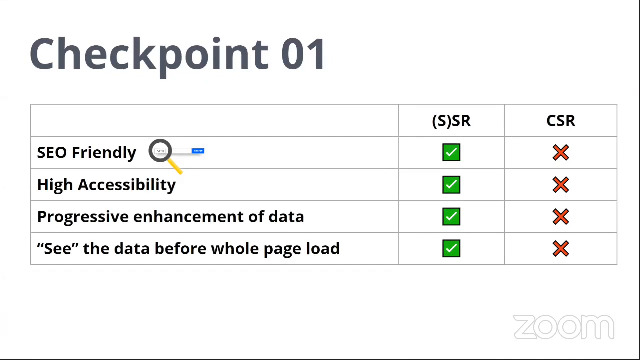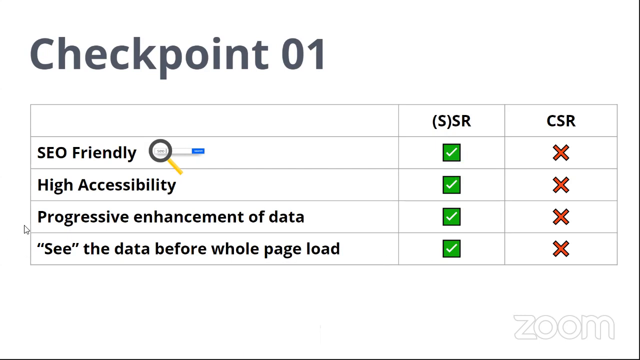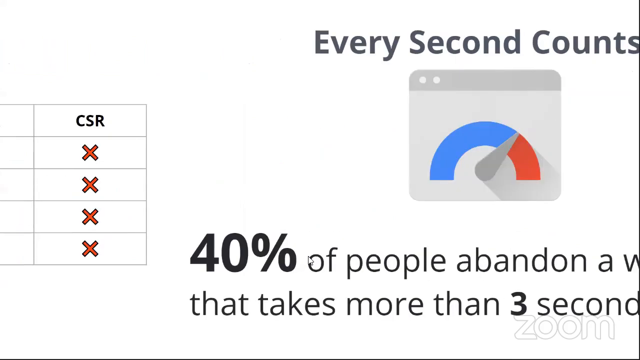At checkpoint 1, we understood that SSR is SEO friendly, because the content is ready for you to see. And it is accessible, because, like Harsha demonstrated, even if you have JavaScript disabled, or you are a differently abled person, you will still be able to access the content because of static rendering or server-side rendering. So I will rush through now.